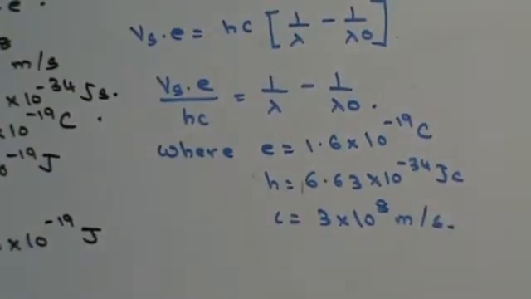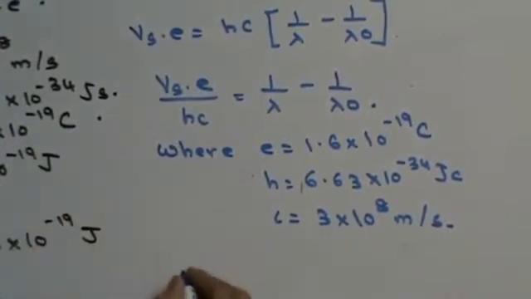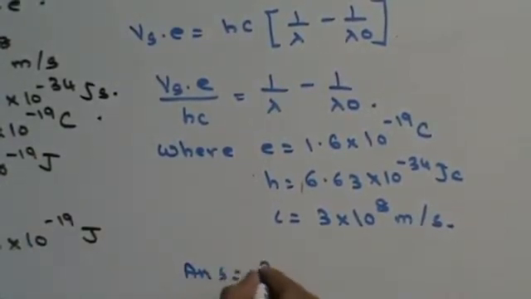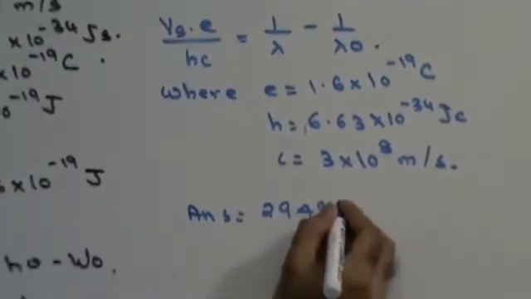Right? Stoppage potential is given to you, wavelength of light is given to you. You can easily find out the threshold wavelength. When you solve this, you should get this answer as 2949 Angstrom units. Right? That finishes the chapter.